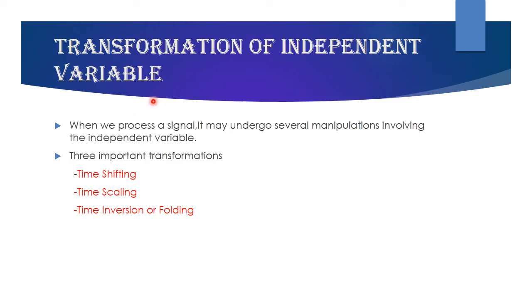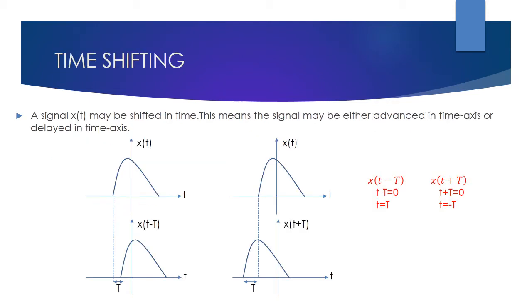First, transformation of independent variable. So when we process a signal, it may undergo many manipulations involving this independent variable. So the three important transformations used are time shifting, time scaling, time inversion or folding. So first we are going to see time shifting.